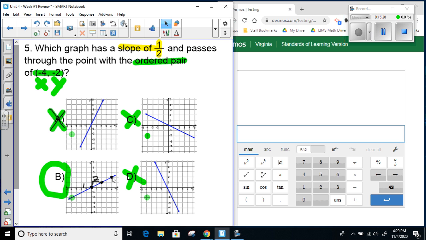I can count it again from this point to this point. I rise 1 and I run 2. So every time, rise over run was 1/2.